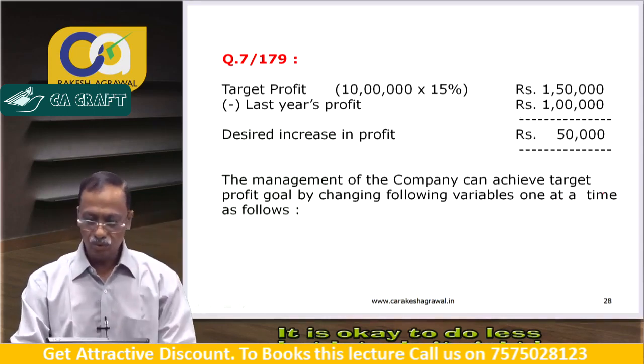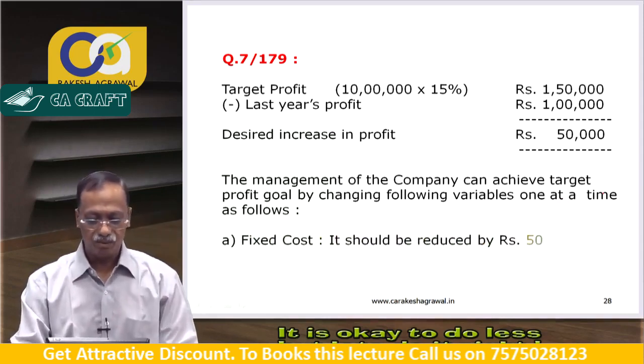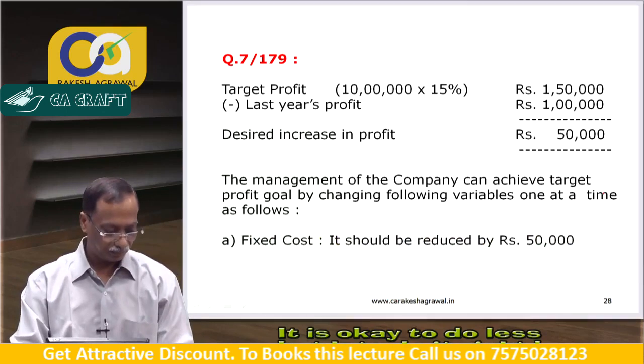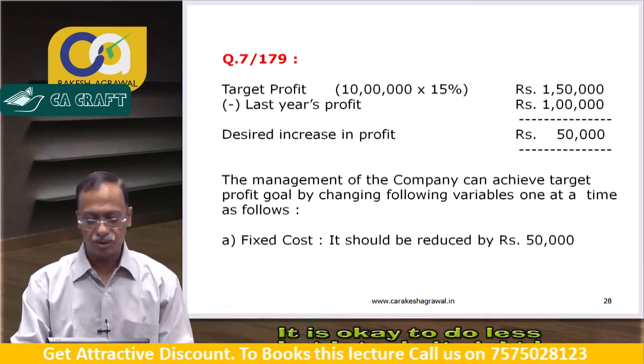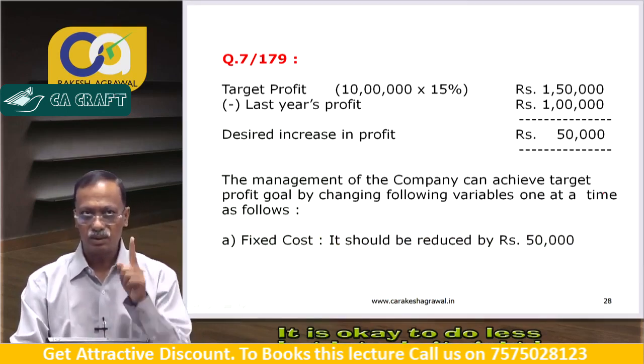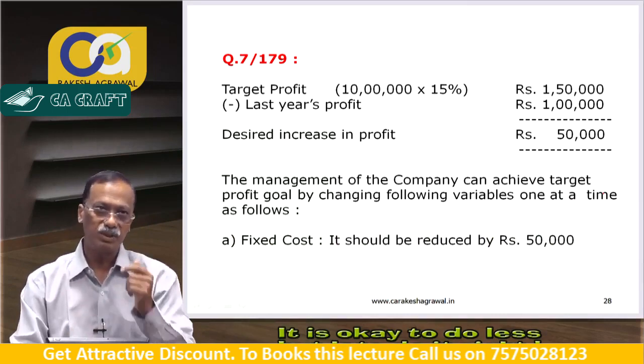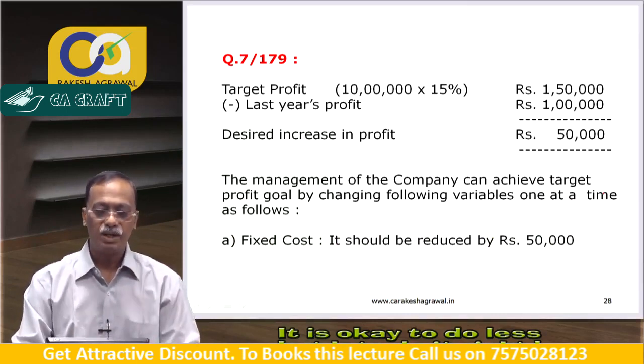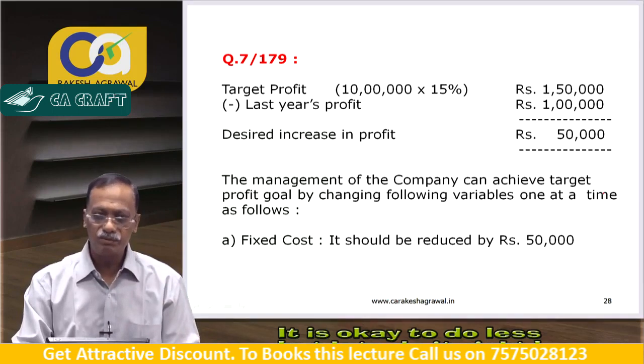So we'll go one by one. Point number A, write down fixed cost. Naturally, the answer is just one line. It should be reduced by rupees 50,000.